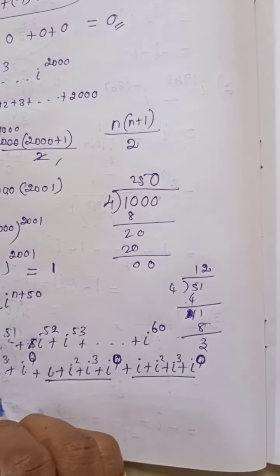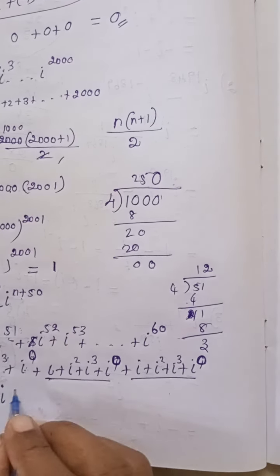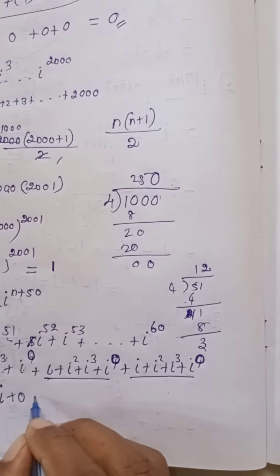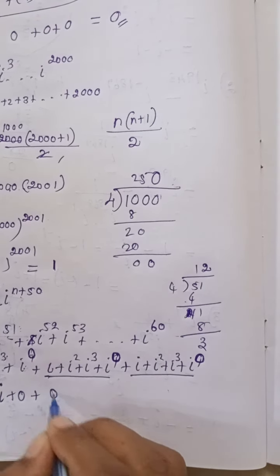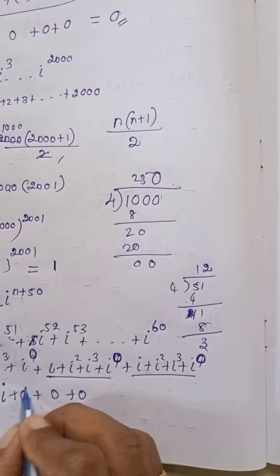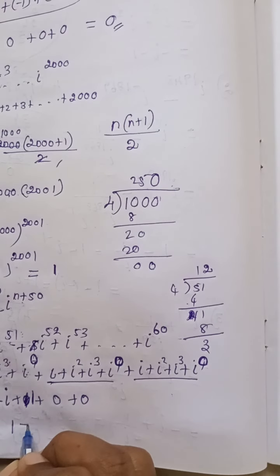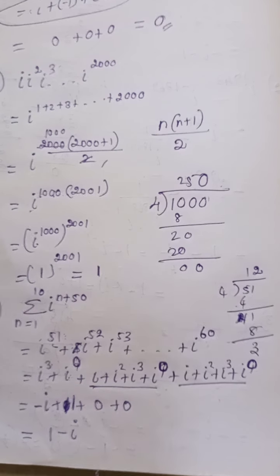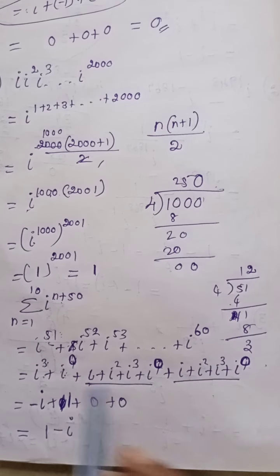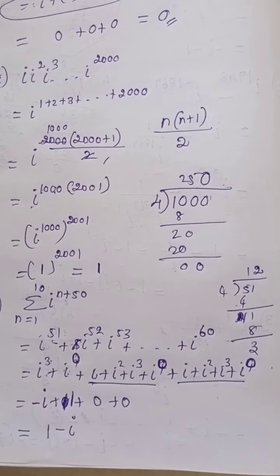I cube, the value is minus I, isn't it? Plus I power 0 is 0. Together these 4 terms give 0 and these 4 terms give 0. Sorry, I power 0 is 1. So this is 1 minus I. 1 minus I. Either you can write here I power 4 or you can write here I power 0. Both are the same. Okay. I hope you might have understood this.